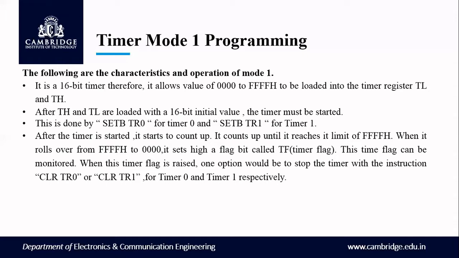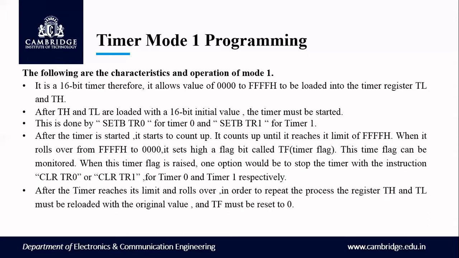When it reaches the maximum, we continuously monitor TF, the timer flag. The timer flag will be set to 1 when it reaches the maximum. If you want to repeat the same, we need to clear the timer flag. Also, when it reaches the maximum, we can stop the timer using the instruction CLR TR0 or CLR TR1, for timer 0 or timer 1 respectively.